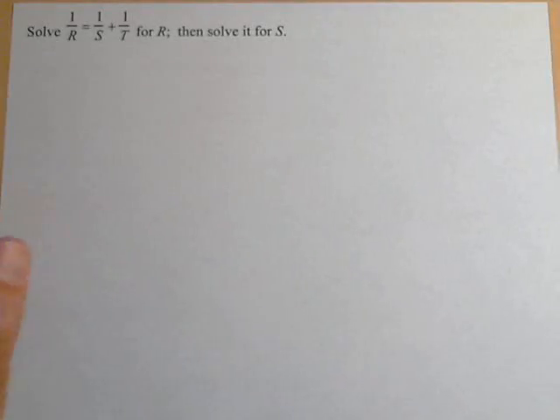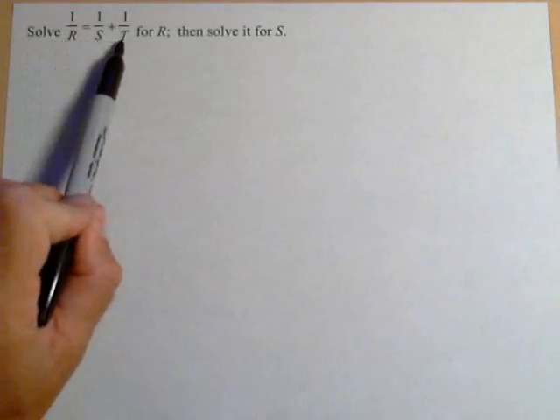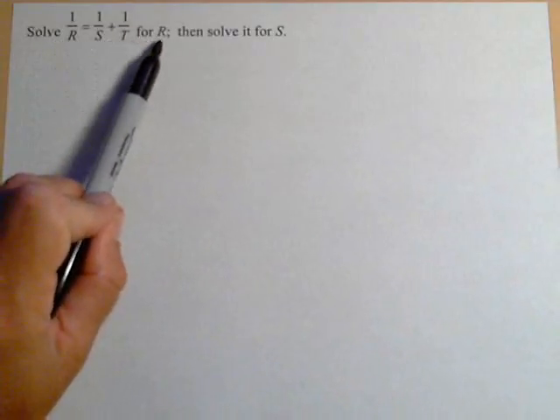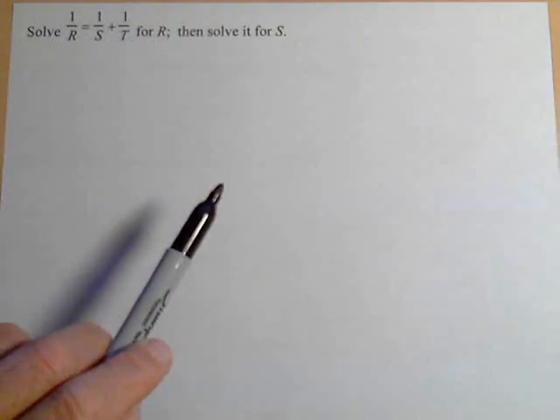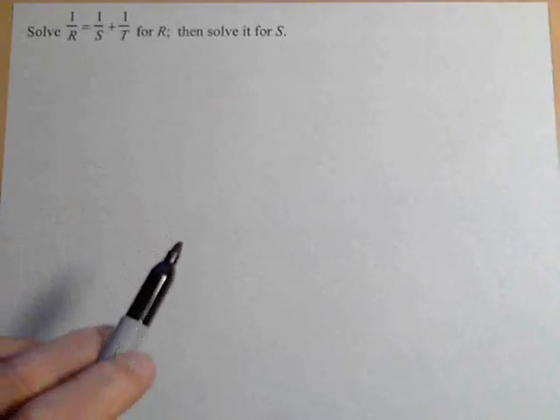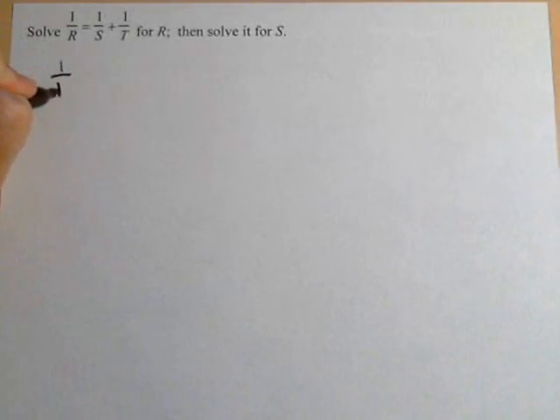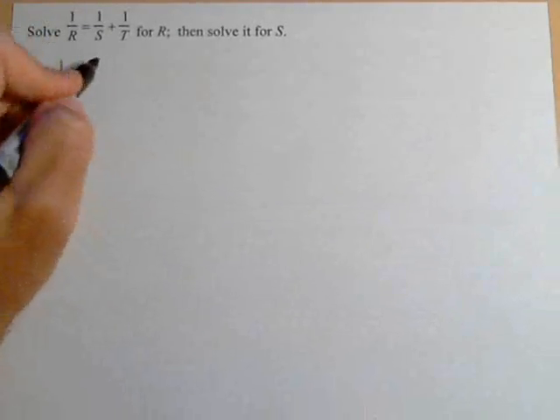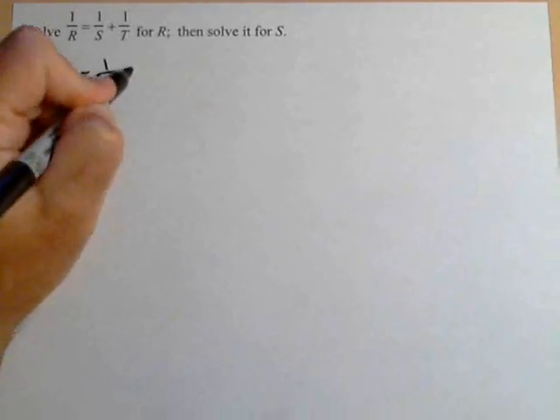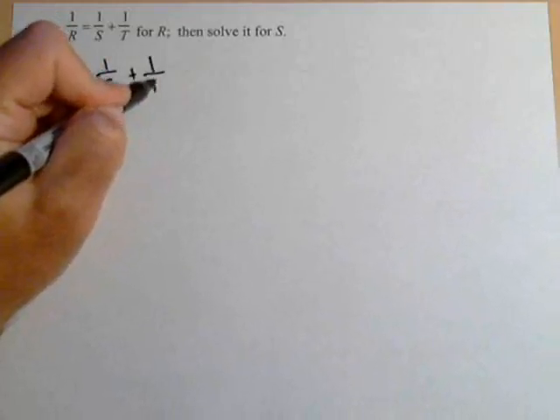In this video, we're going to look at solving this equation for particular variables. We're going to do it first for r and then for s. Turns out both ways are going to start the same. So we've got 1 over r equals 1 over s plus 1 over t.